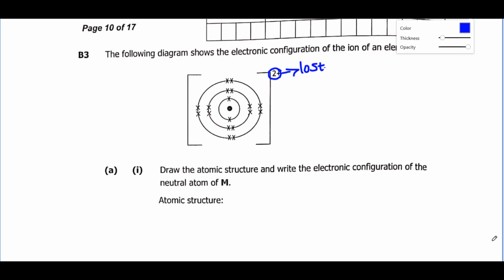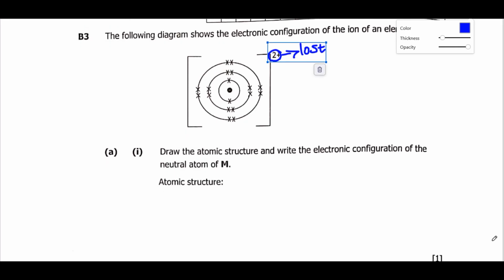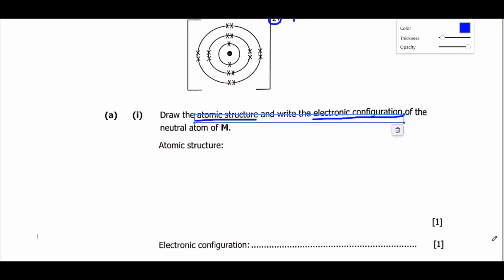So for Roman number 1, we are told to draw the atomic structure. So the atomic structure is before the electrons were lost. This is an ionic structure. So to draw the atomic structure, and also we are told to write the electronic configuration. So how can we write the atomic structure? We are going to write the atomic structure based on the ionic structure. So we have the first shell. This shell has 2 electrons, so I put 2 electrons.